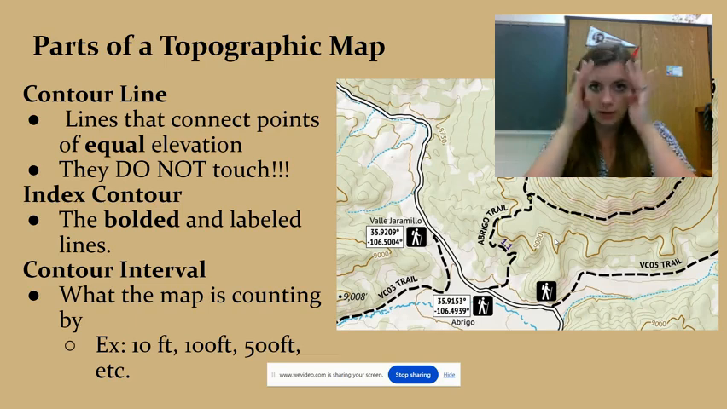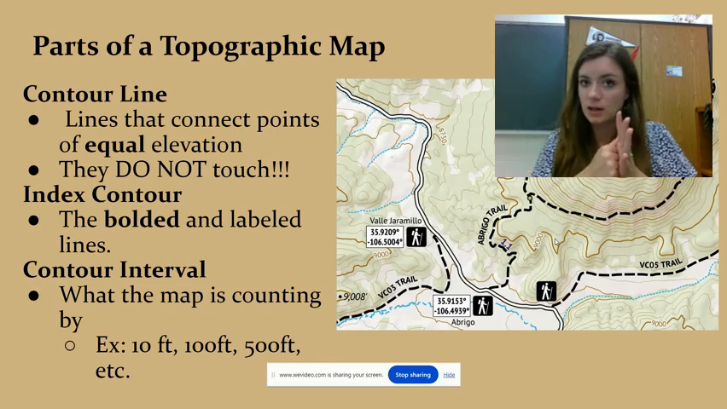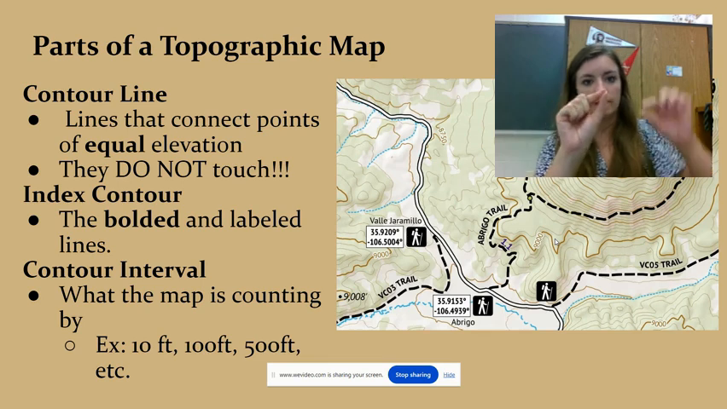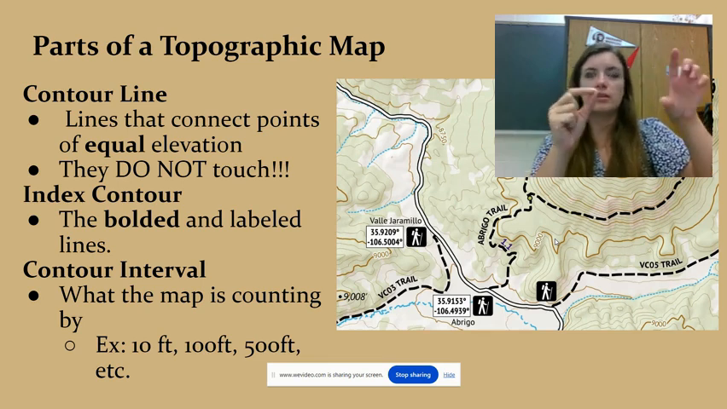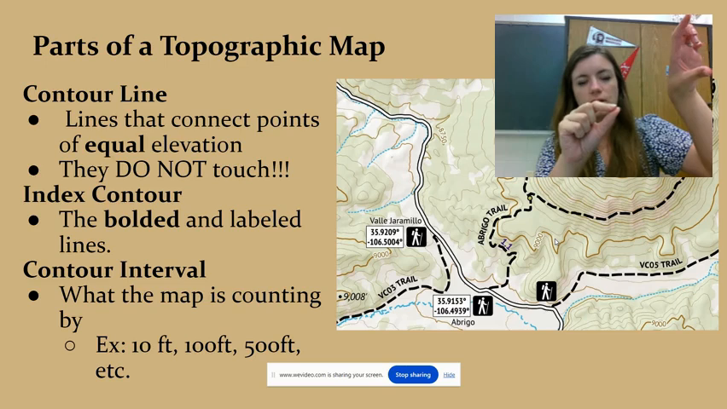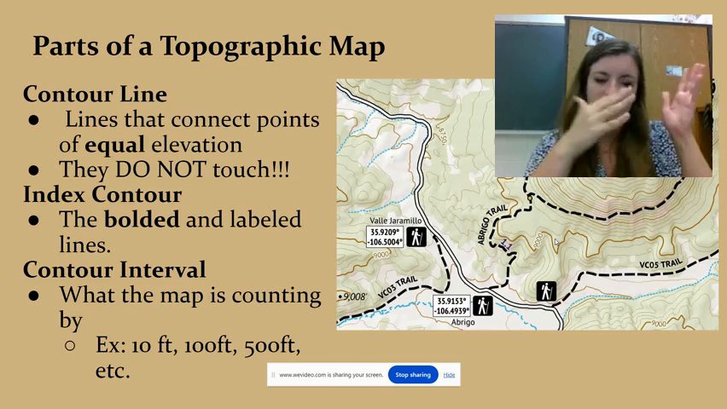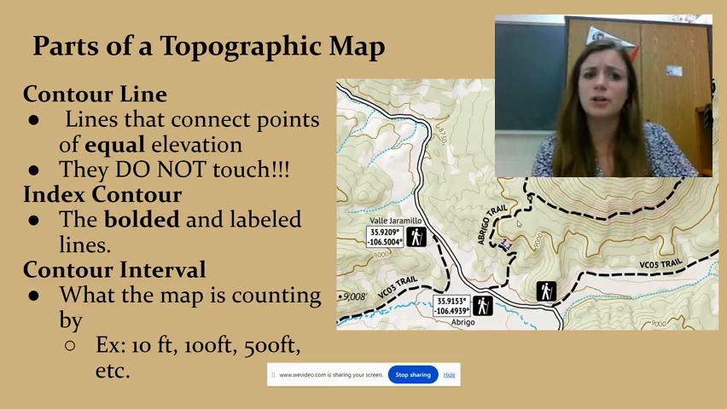So hopefully that's going through. It's not equal to the contour line unless it's touching it. And its value is whatever is greater than and less than the two values of the contour lines on either side. I think I botched that last part. But let me know if you have any questions.